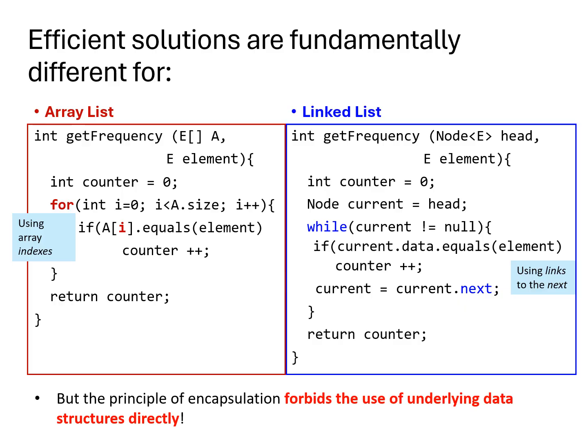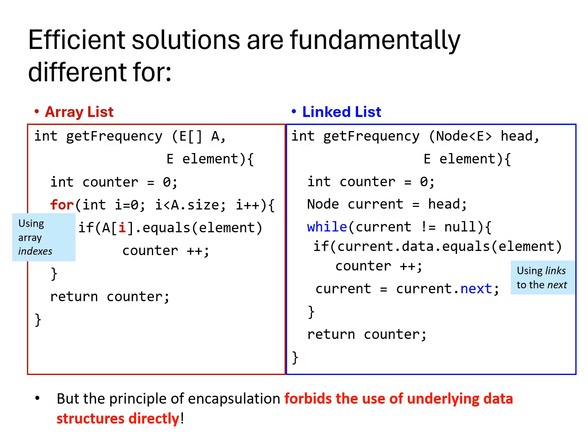Efficient solutions to this problem exist both for an array list and for a linked list, only they are fundamentally different. In both cases, we can traverse the entire collection in linear time. However, in the array list, we use an index to access an element at position I, while in linked list, the entire loop is just following a sequence of links.